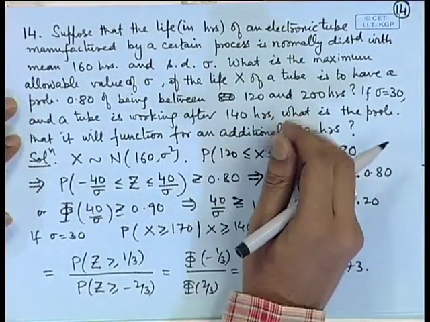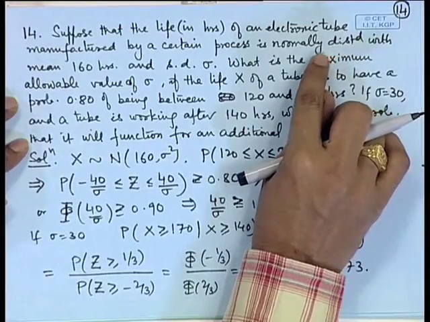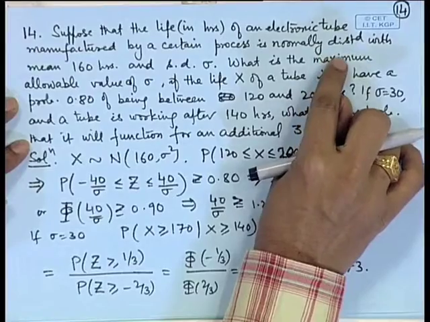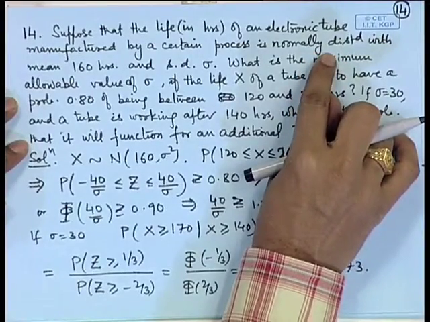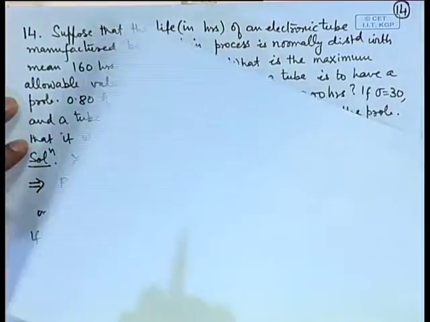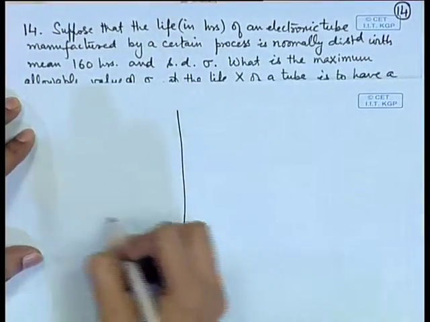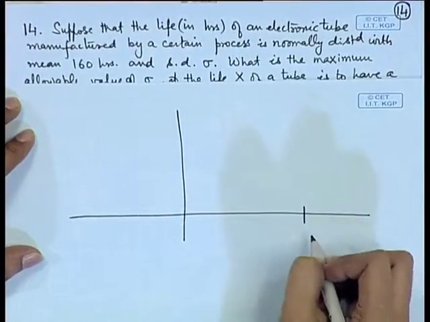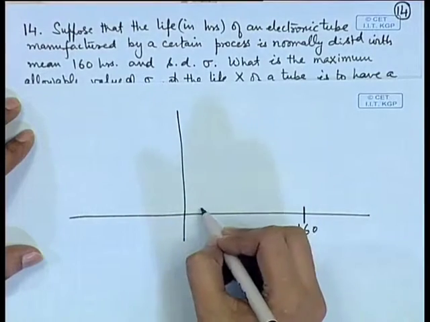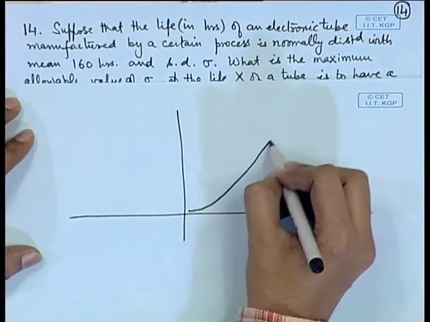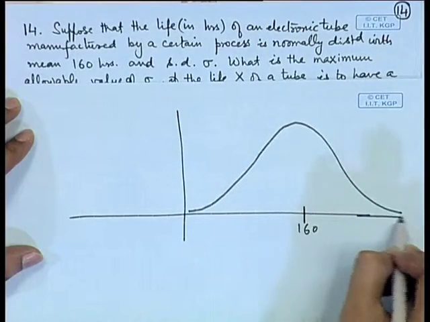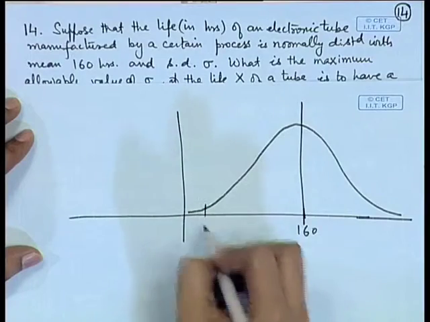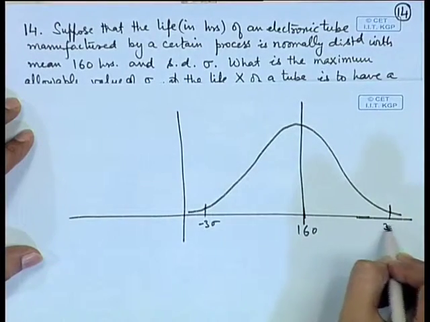Here one natural question one may ask is that we are looking at the life of the tube. So, life is a non-negative number or a positive real number. How can it be normally distributed, because the normal distribution is from minus infinity to infinity, that means it takes any real value. This can be explained like this: the life may be positive, and here the mean is 160 hours. Since we know that for the normal distribution most of the probability is concentrated within 3 sigma limits, that is minus 3 sigma to plus 3 sigma.